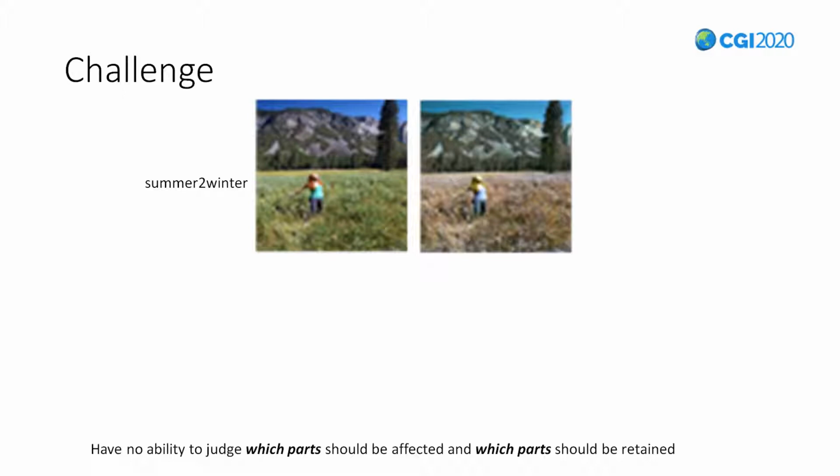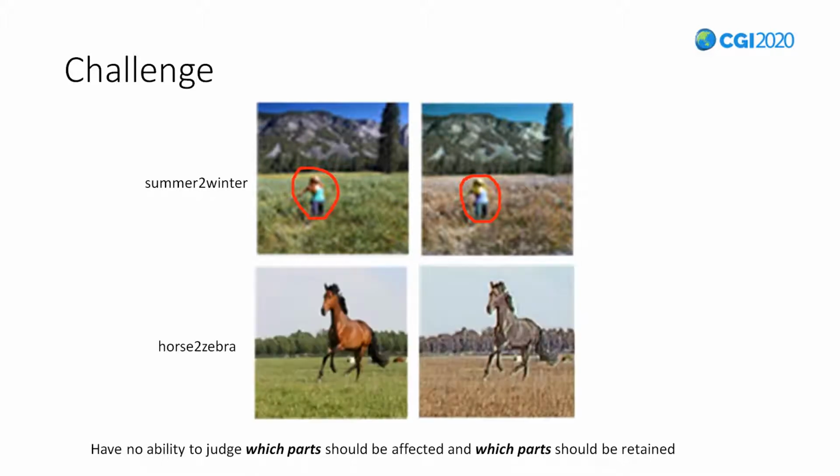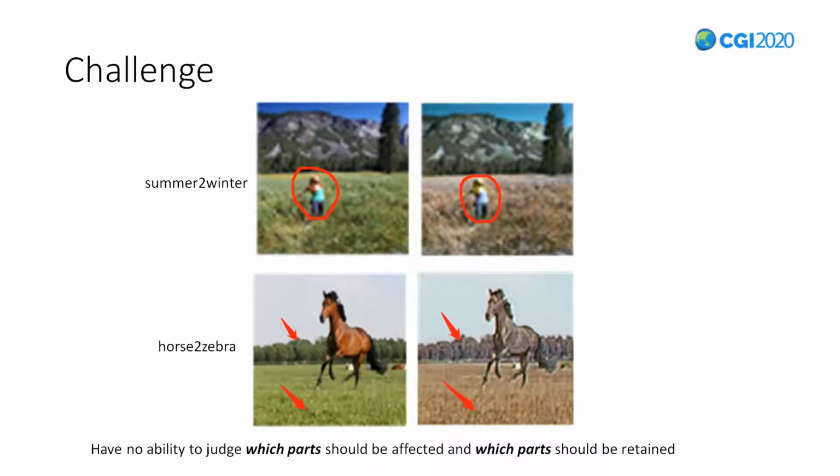Look at these images from this slide. When the image in summer is translated into winter, the girl in the source image should remain unchanged, while the grassland must be translated from green to gray. When we aim to translate horse to zebra, the horse in the source image should be translated to zebra, while the background should be retained.